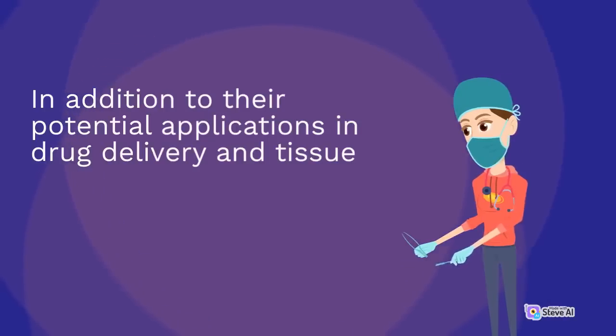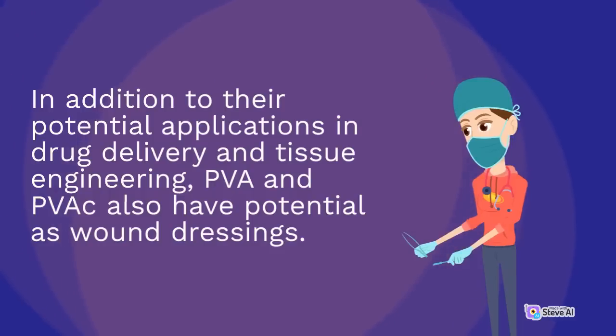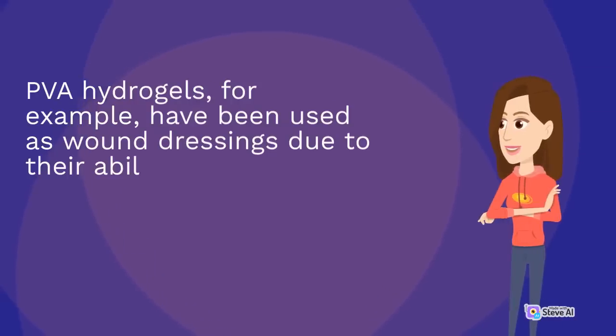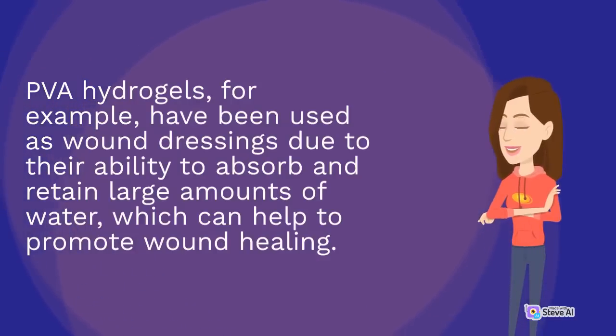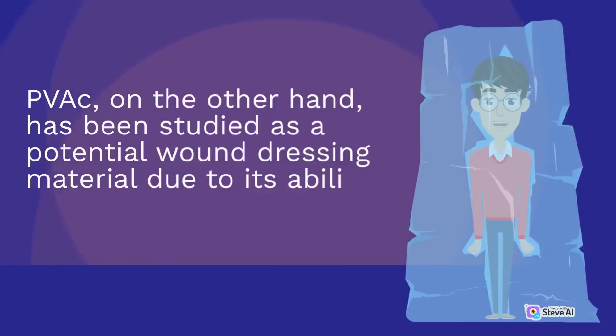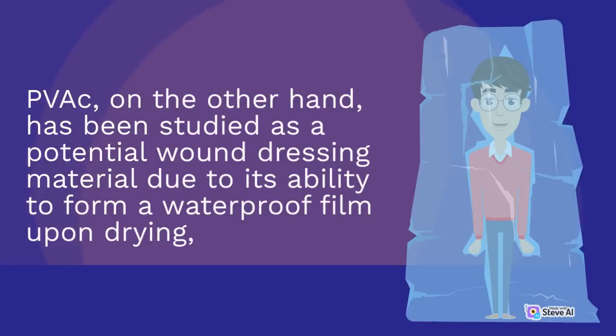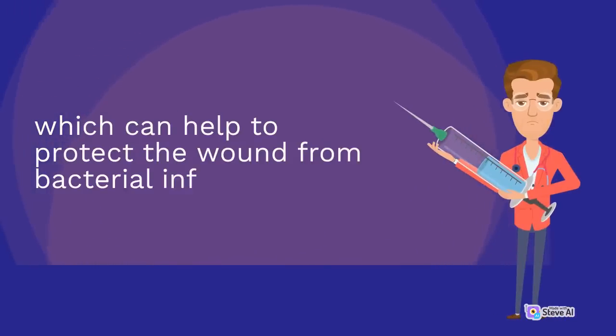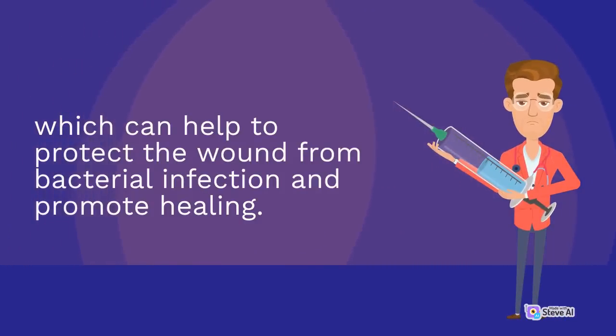In addition to their potential applications in drug delivery and tissue engineering, PFA and POTS also have potential as wound dressings. PFA hydrogels, for example, have been used as wound dressings due to their ability to absorb and retain large amounts of water, which can help to promote wound healing. POTS, on the other hand, has been studied as a potential wound dressing material due to its ability to form a waterproof film upon drying, which can help to protect the wound from bacterial infection and promote healing.